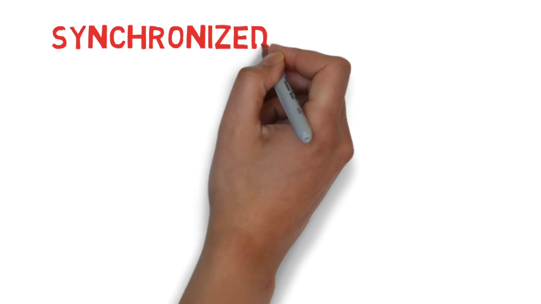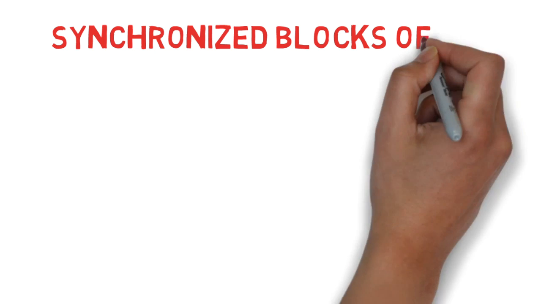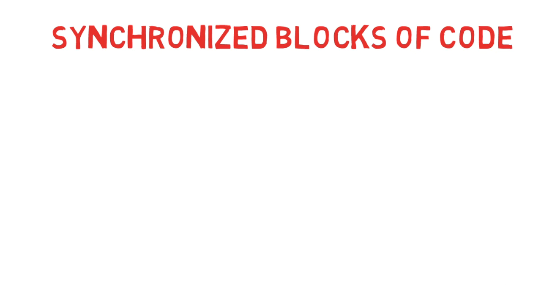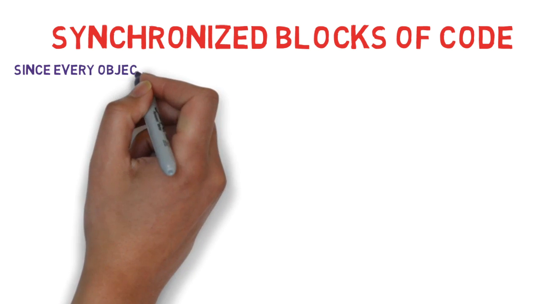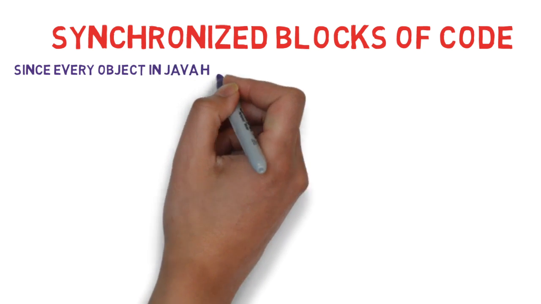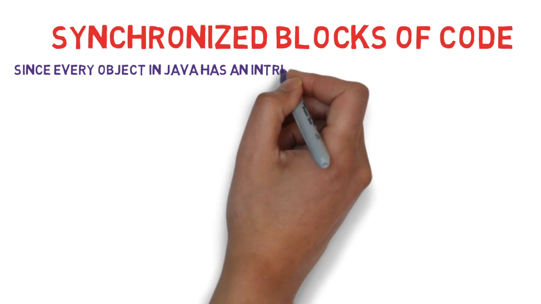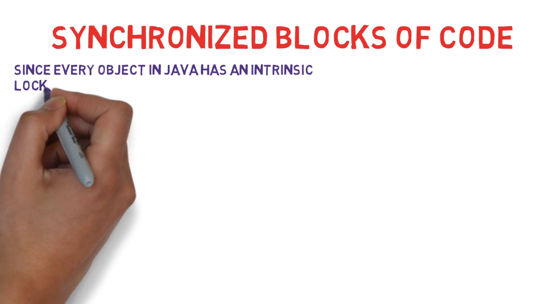We saw what synchronized methods look like. Let's now look at synchronized blocks of code. These blocks of code need not be in the units of methods. They can be any lines of code within a method as well.